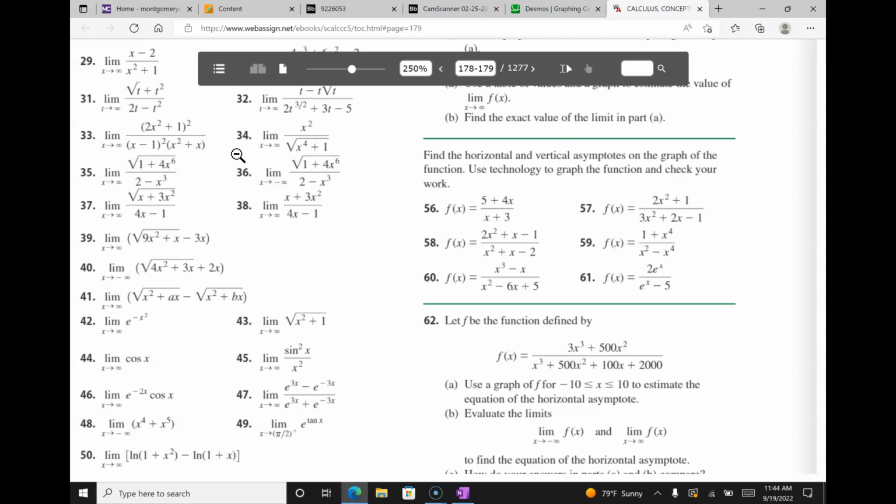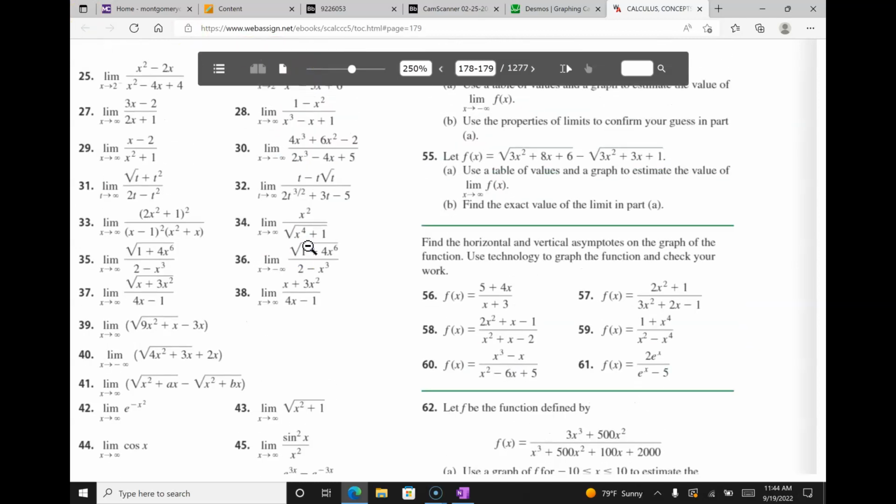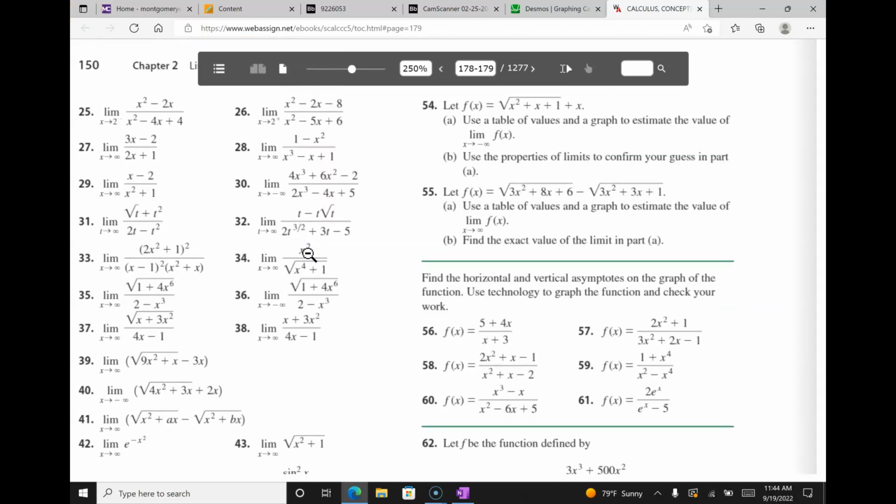Do I have another one like that? No, next time, please. No, 26, right? x squared over x squared, yes? So that's 1. It's going to go to the ratio of the coefficients. That makes sense here?